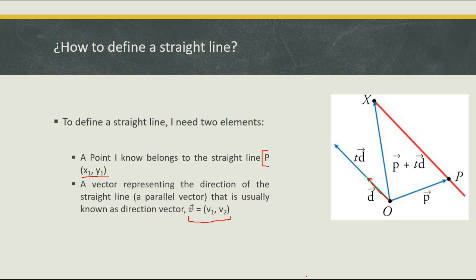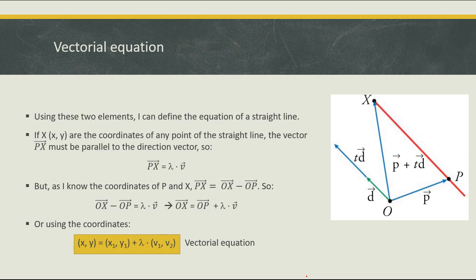But how to define this equation? In fact, I'm not going to define just one type of equation. I'm going to define several types. First of them, the vectorial equation. Using these two elements, the point and the vector parallel to the straight line, I can define the equation of a straight line. How?